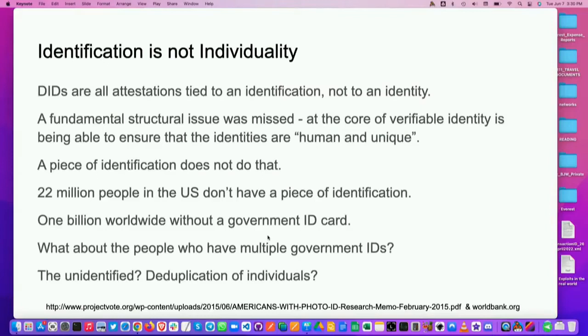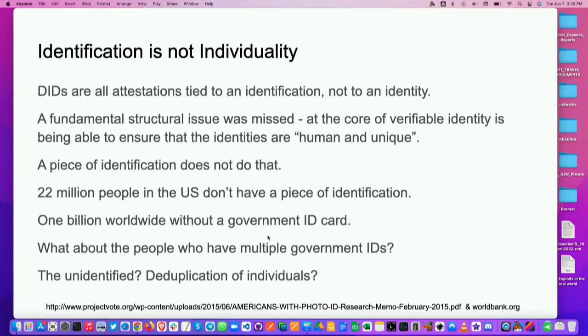So DIDs are attestations which are tied to an identification, not to an identity. This is a structural, fundamental flaw in the system. At the very heart of verifiable identity is the ability for you to get to the unique human that owns that identity. A piece of identification does not do that.